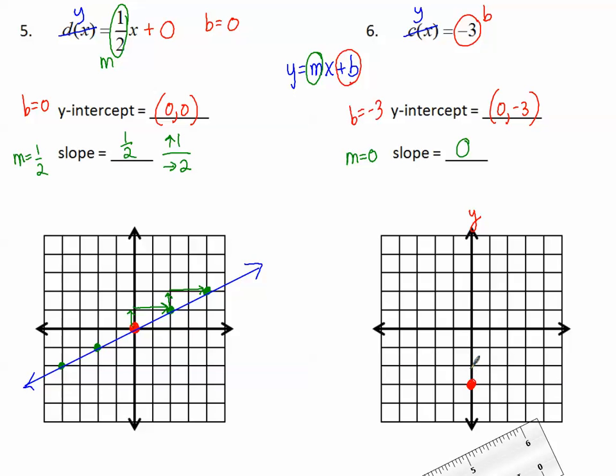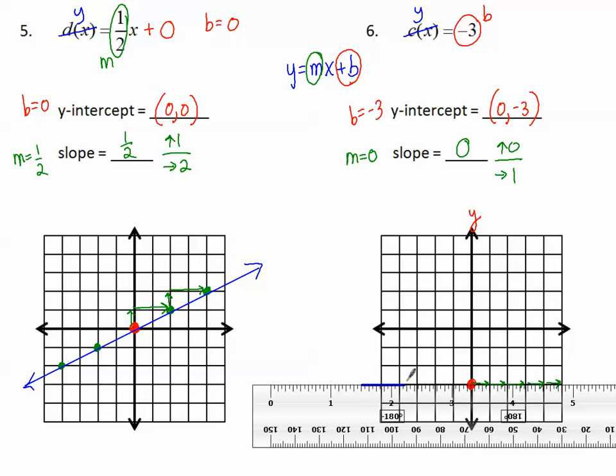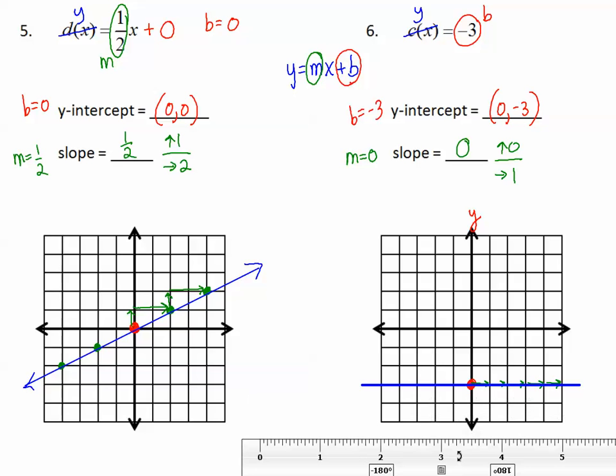So up 0 and just over. I'm not going to go up. I'm just going to go over and over and over. I'm going up 0 and over 1. And we just keep going over so that eventually I just have my horizontal line. See? Constant. Slope is 0.